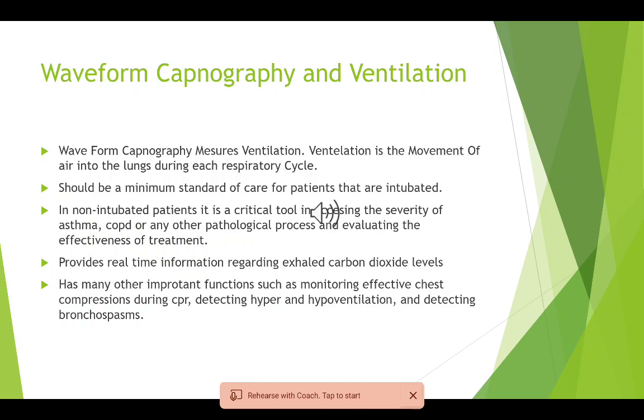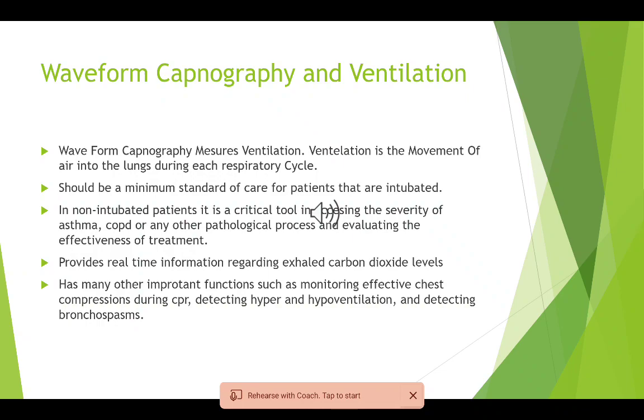It's also a really critical tool with asthma patients and patients with COPD or any other pathological process. It's effective in assessing the severity of their illness, and once you have a treatment, it's pretty critical to evaluate if that treatment's effective or not. And it provides real-time information regarding exhaled carbon dioxide levels through an infrared sensor. Every time I exhale, the infrared sensor picks up the CO2 in exhaled air.